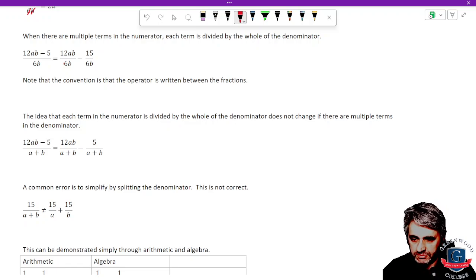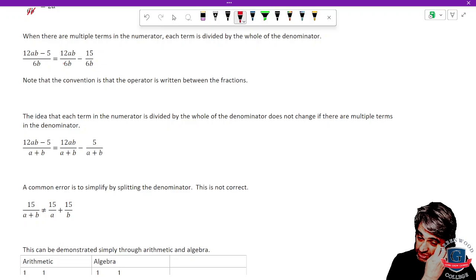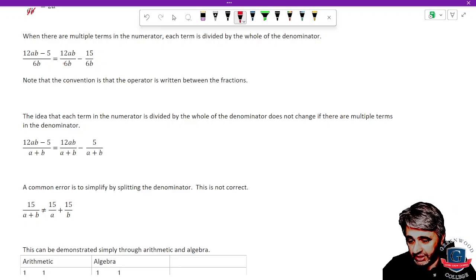Now, that's fine, but where the misconception comes is that we can do the same thing with the denominator, and we most definitely cannot. So the correct way to expand this expression where we've got 2 terms in the denominator is to say that 12ab take 5 is 12ab divided by a plus b, and 5 divided by a plus b.